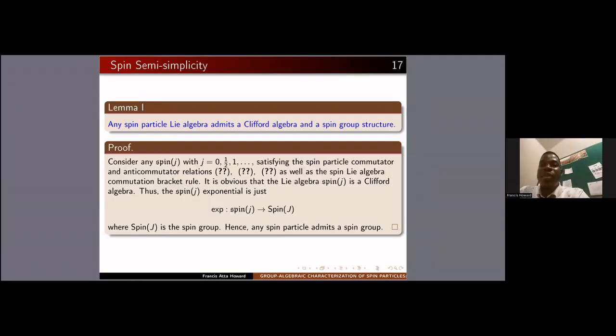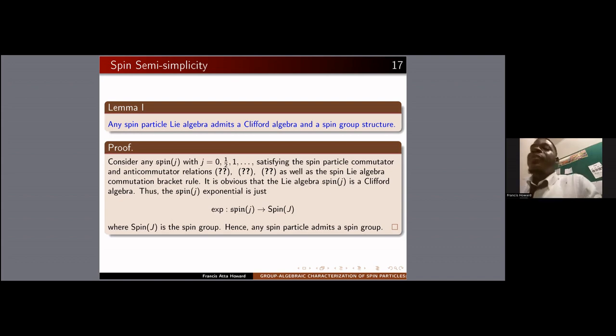So now we will look at the semi-simplicity of spin particles. The spin particle, as we've already discovered, has a Lie algebraic structure. And in order to perform Iwasawa decomposition in future, that is in this talk, we would have to make it semi-simple. But T. D. Palev, as we have observed in our preliminary talk, looked at the Lie structure of the particle, of the creation and annihilation operators, which are semi-simple.